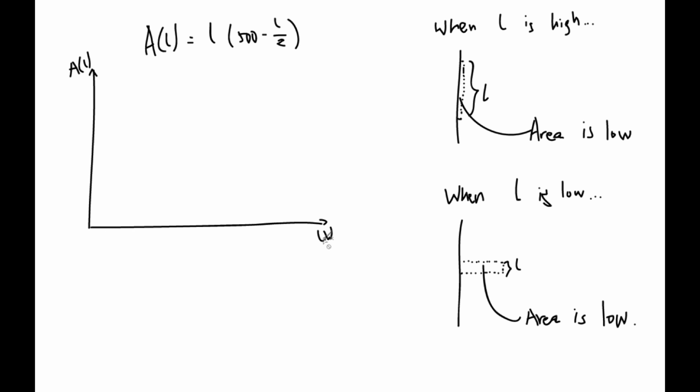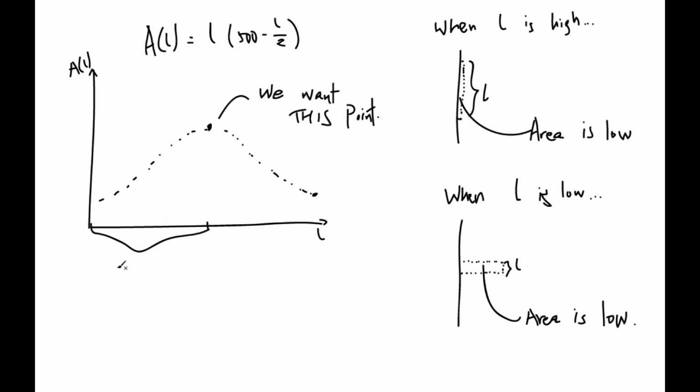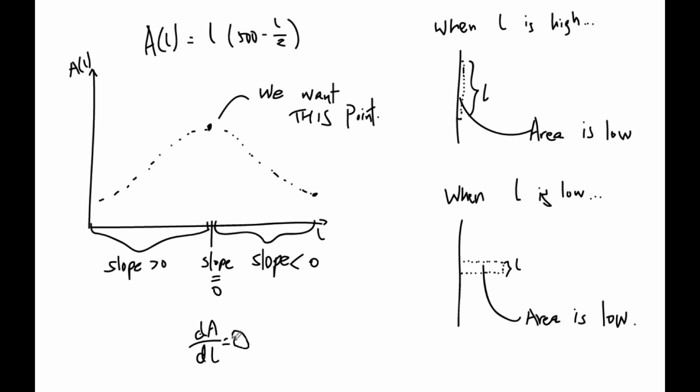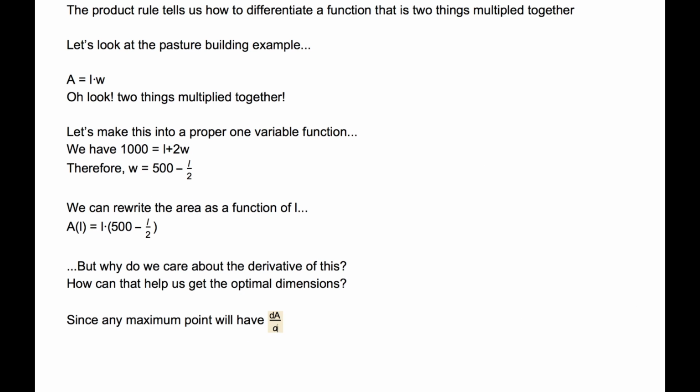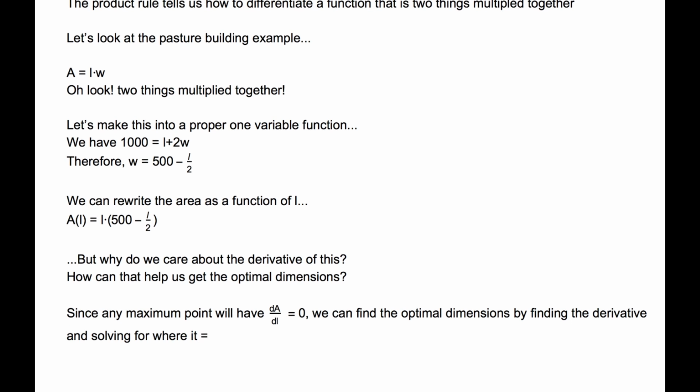So if we make a rough graph of A(L), we can see that at low L it's quite low, at high L it's quite low, but somewhere in there is going to be that perfect point where we get the maximum area. And if you think about it a bit, everything before it has to have a slope that is going up, and everything after it has to have a slope going down. At the point itself, the slope is going to be 0 because it is the peak of the graph. And this is what relates this problem to derivatives, because the derivative of the function A(L) at that point has to be 0. We can find the optimal dimensions by simply finding the derivative and solving where it equals 0.